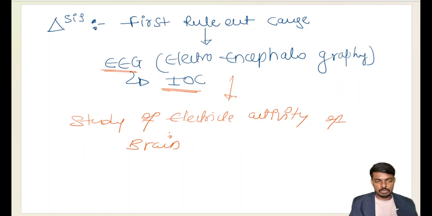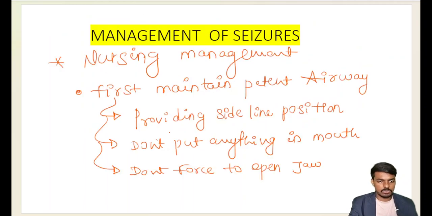Very important, EEG is the investigation of choice for seizure. If the seizure EEG is normal, we will go for MRI brain or CT brain. The very important investigation of choice for seizure is electroencephalography, where we are studying the electrical activity of the brain.